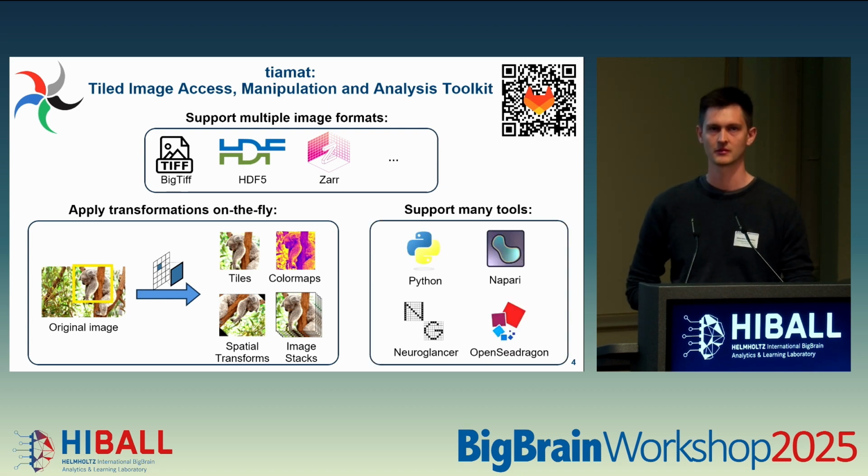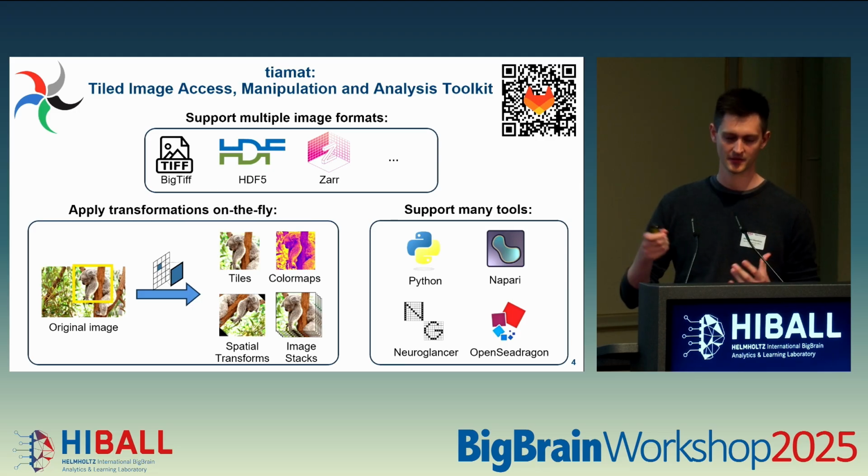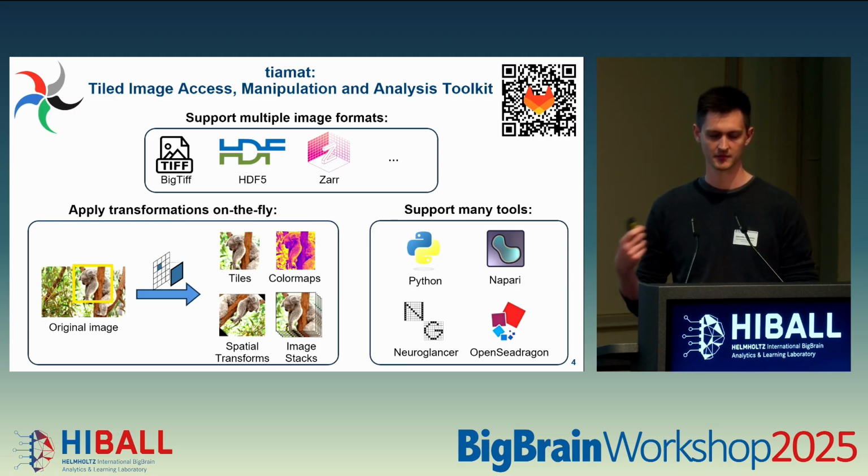And third, we want to support many tools. So at the moment we have Napari, Neuroglancer, or OpenSeadragon interfaces, and each of them are replaceable with each other. So we can use many tools with many file formats and apply different kinds of transformations to the data.